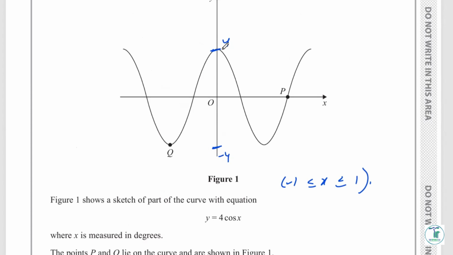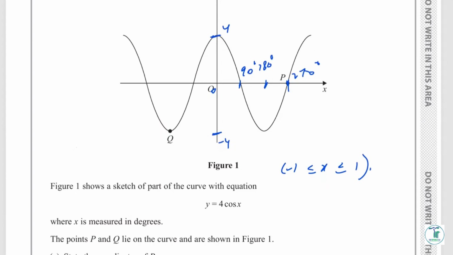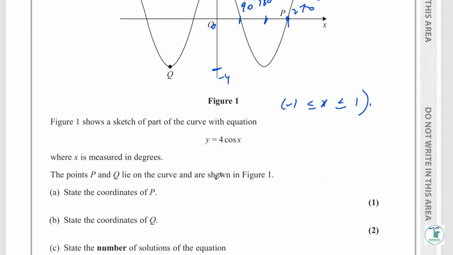And now the maximum value must be at x equals 0. This has to be 90. This has to be 180. And this has to be 270. And similarly on the negative x-axis as well. The points P and Q lie on the curve shown in figure 1. State the coordinates of P and the coordinates of Q.